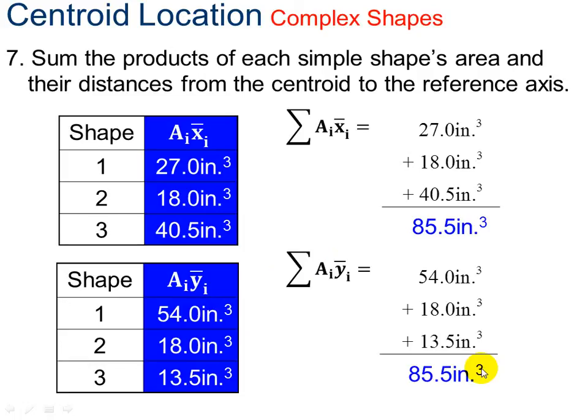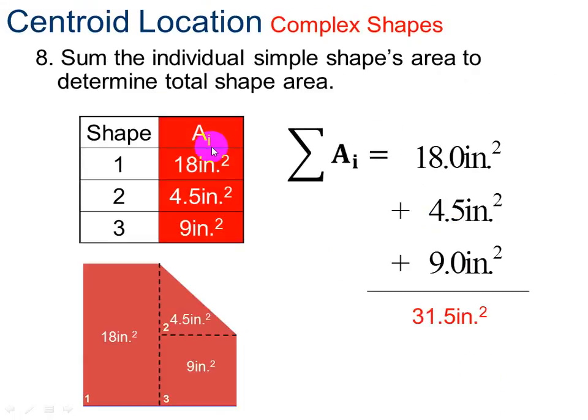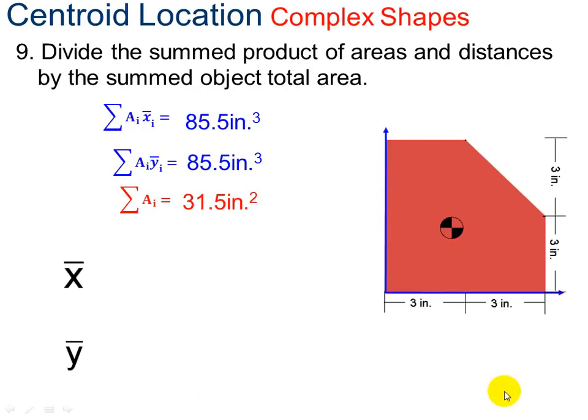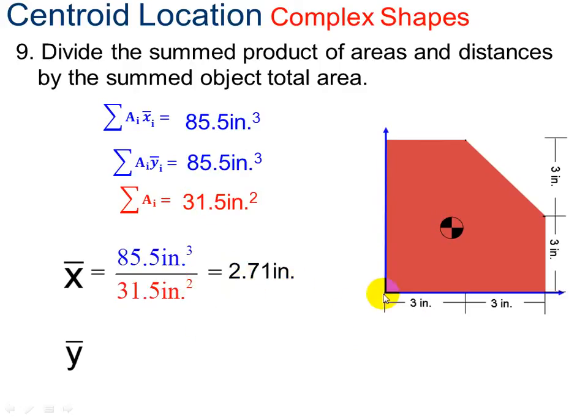And the final part of the equation for finding the centroid of a complex shape is then we have to divide. We want to find the sum of all the areas. So taking the areas from the first column of our calculations, I want to add all of those up, and I get 31.5. So I'm going to take my sum of my areas times my x's, which is 85.5, and I want to divide by the sum of my area. And that will give me my centroid location. I should go over 2.71 in the x direction.